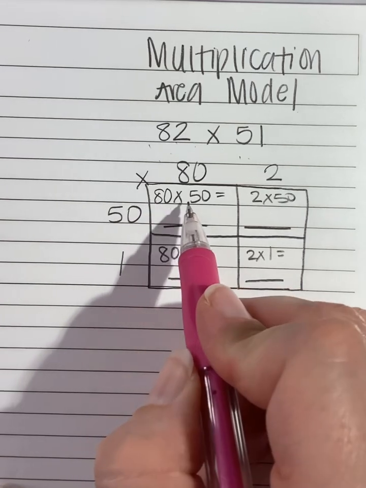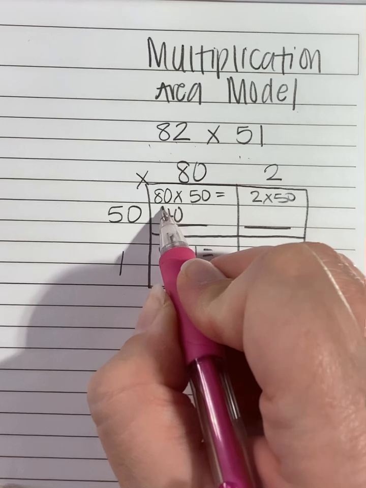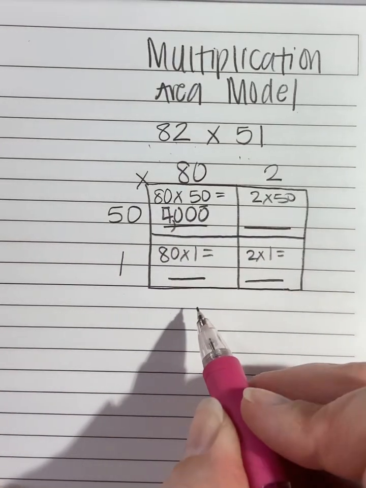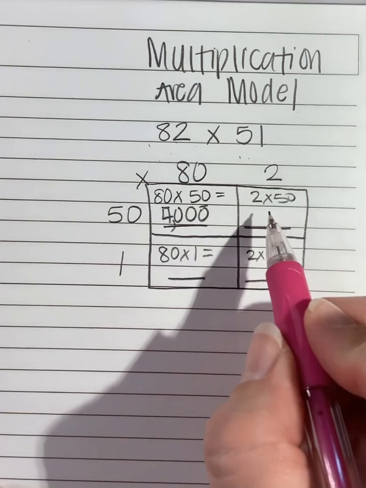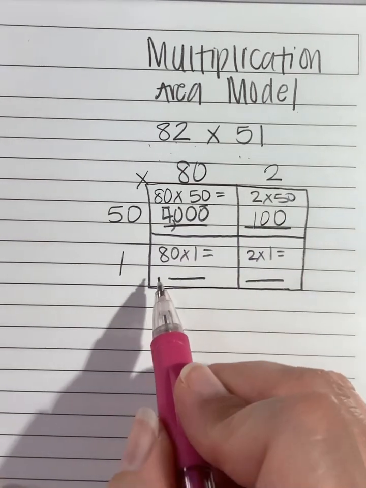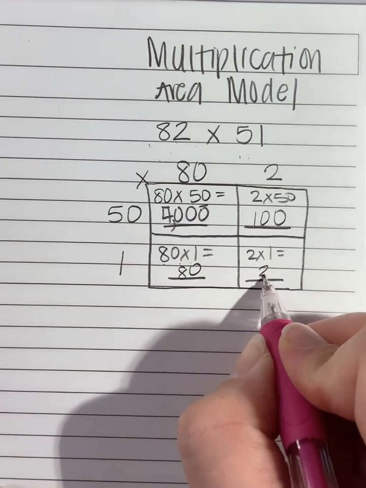I know 8 times 5, I'm going to pull that basic fact. 8 times 5 is 40. I got 2 zeros here. I'm going to tack those right there back on and get the partial product of 4,000. 2 times 50, well, that was easy, that's 100. 80 times 1, another easy one, we got 80, and then 2 times 1, 2.